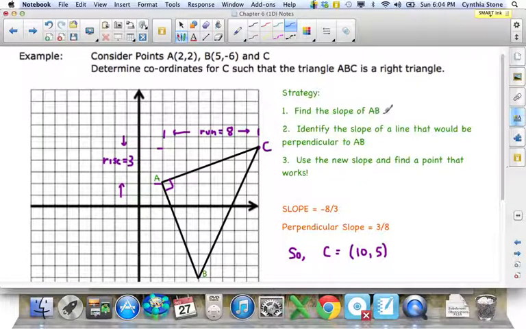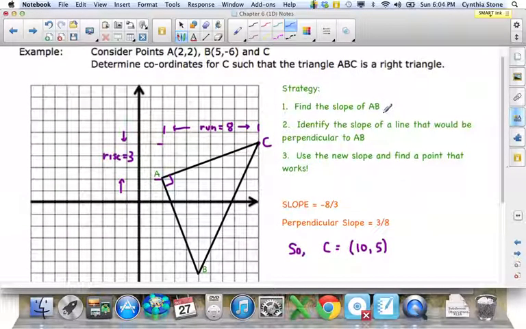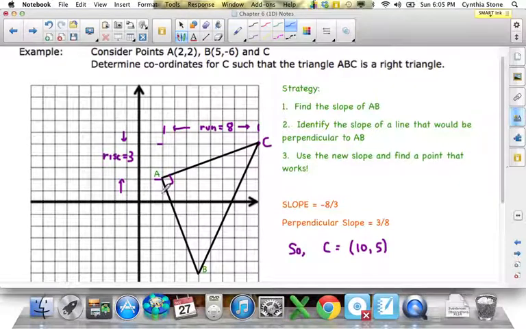Well, first thing I did is find the slope of AB. Okay, so I drew AB and I found the slope. And the slope of it was -8 over 3. And I know that because between A and B, the rise is 1, 2, 3, 4, 5, 6, 7, 8. Down 8. Okay? So my rise is -8. And my run is from 1 to 3, which is 3. That's how I came up with a slope of -8 over 3.